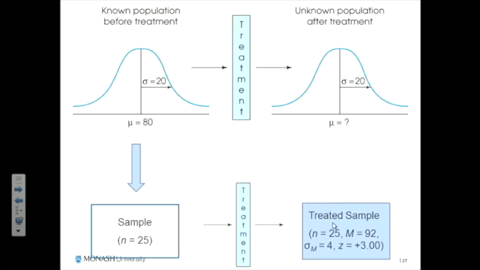So let's go back one. We have 25 people taken randomly from our population. We have a mean of 92, so we've seen this before. And now we've calculated that we have a standard error of 4. So for that mean of 92, we can go through and calculate a z-score for it. We can ask, where does that mean of 92 fit into the distribution of sample means? It's got a z-score of +3. So we can say it's quite far away from the population mean.